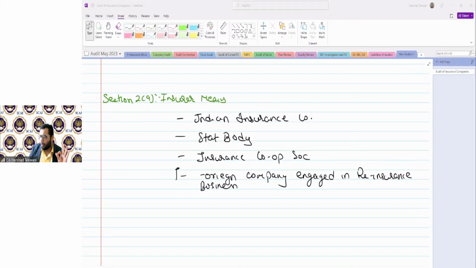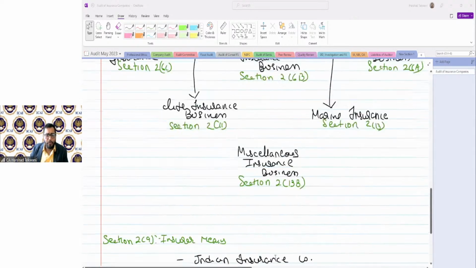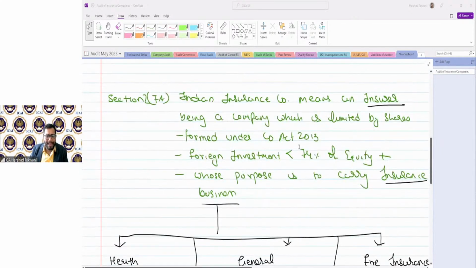Any doubt till now? Correct, Sumit, it means yes. So there is a question: is FDI allowed till 74%? The answer is yes. As of now, for an Indian insurance company, foreign investment should be up to 74%. That means FDI is allowed, but there are a lot of conditions for the FDI.